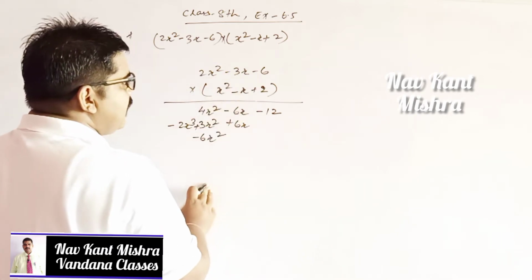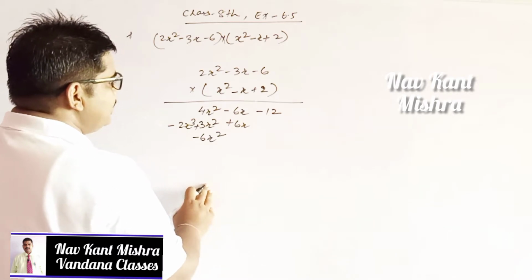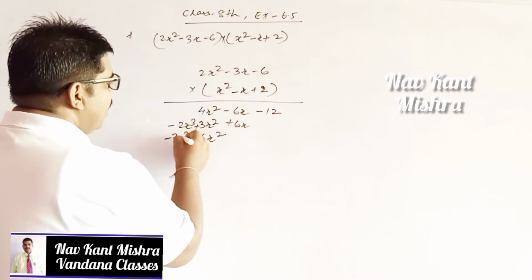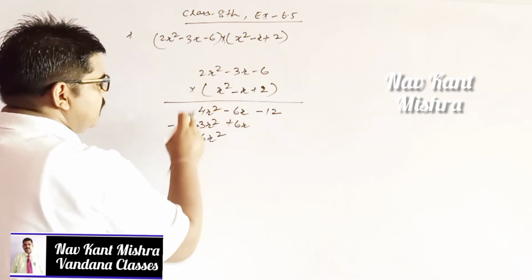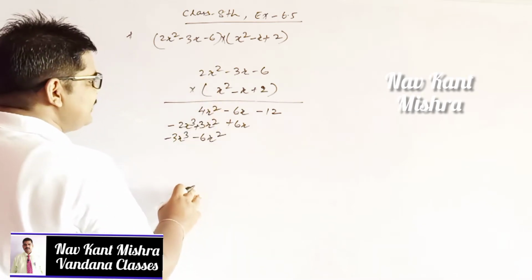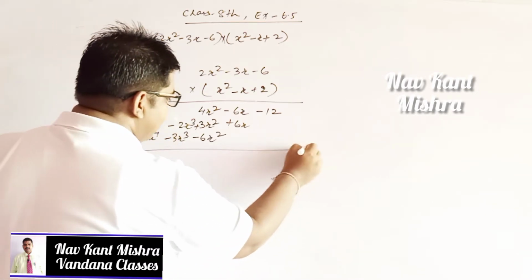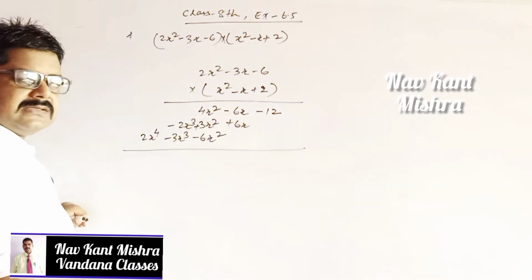x squared is multiplied by minus 3x, then it can be written as minus 3x cube. And the last one, x squared is multiplied by 2x squared, then it is written as 2x to the power 4. And after that, you have to just simplify.